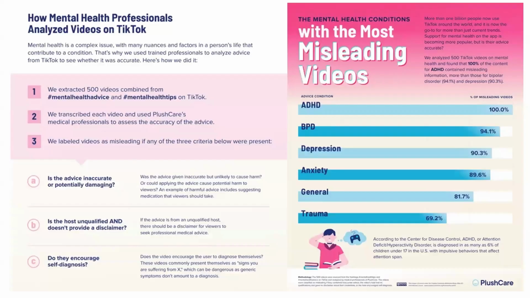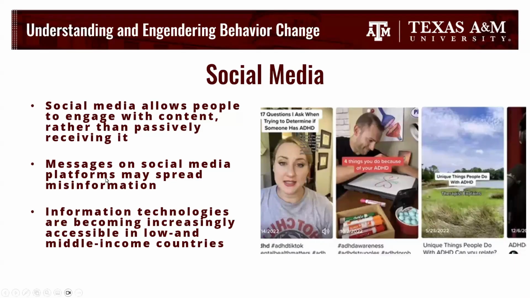And so they've done research on this, analyzing videos on TikTok, and they found that there is a ton of misleading information out there. And so that's just looking at individuals in high income countries and how that's affecting the information that we see. But if we think about those higher numbers of individuals in low and middle income countries that are also getting more and more access to social media and the internet, we have to consider what misinformation on social media is going to look like globally.